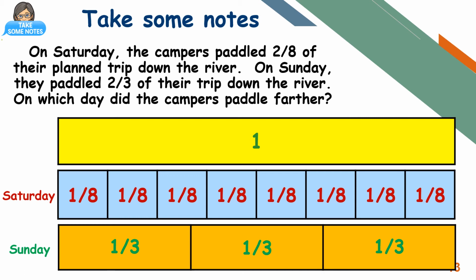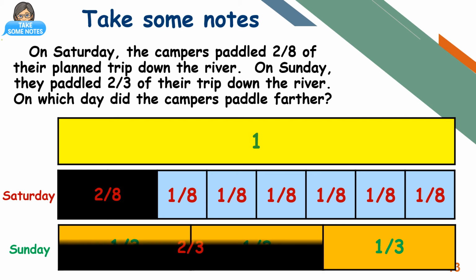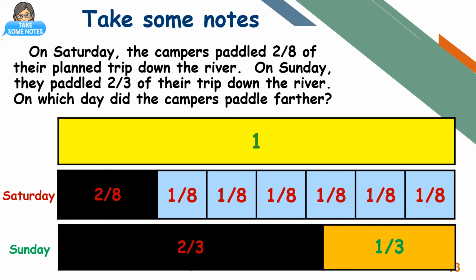Let's shade the numerators. Let's shade 2/8 first. This shows 2/8 shaded. Now let's shade 2/3. Now both numerators of the two fractions are shaded. Notice also that the days are labeled next to the shaded amounts. Now we can compare the like fractions to see which day the campers paddled farther.